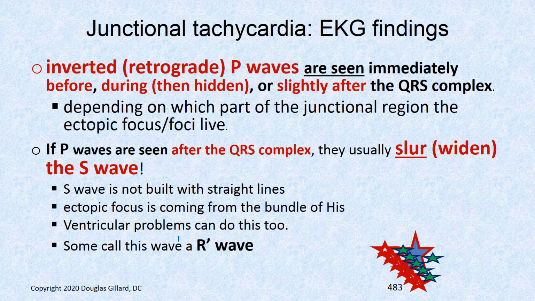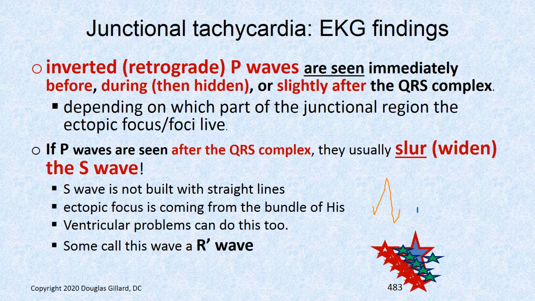No, not in the AV node. This comes later. It's got to be coming from the bundle of His. But especially if it's in the proximal portion of the bundle of His, you get a slurring of the S wave. Remember the QRS, so here's the Q, there's the R. We're making these with straight lines. There's the down limb, there's the S wave.